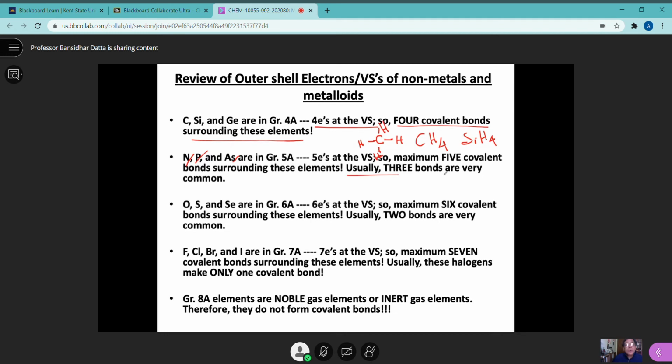Usually 3 bonds are very common. Probably have seen it, right? For example, nitrogen. Nitrogen has 5 electrons in the outer shell, and as you probably remember, 1 lone pair and 3 unpaired electrons. You know that, right? 2s2, 2px1, 2py1, 2pz1. And so you can make 1 bond there, 1 bond there, and 1 bond there.